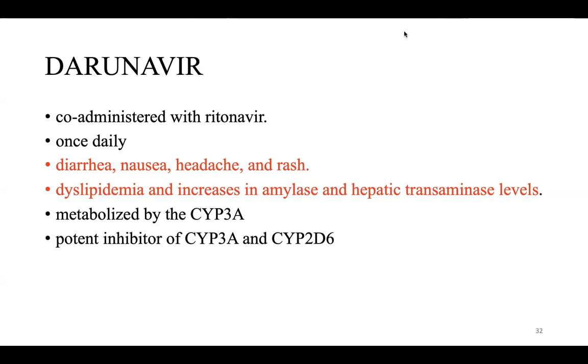Darunavir contains a sulfonamide moiety and should be used cautiously in patients with sulfonamide allergy. Darunavir both inhibits and is metabolized by the cytochrome P3A enzyme system, conferring many possible drug-drug interactions. In addition, the co-administered ritonavir is a potent inhibitor of cytochrome P3A and cytochrome P2D6 and an inducer of other hepatic enzyme systems.